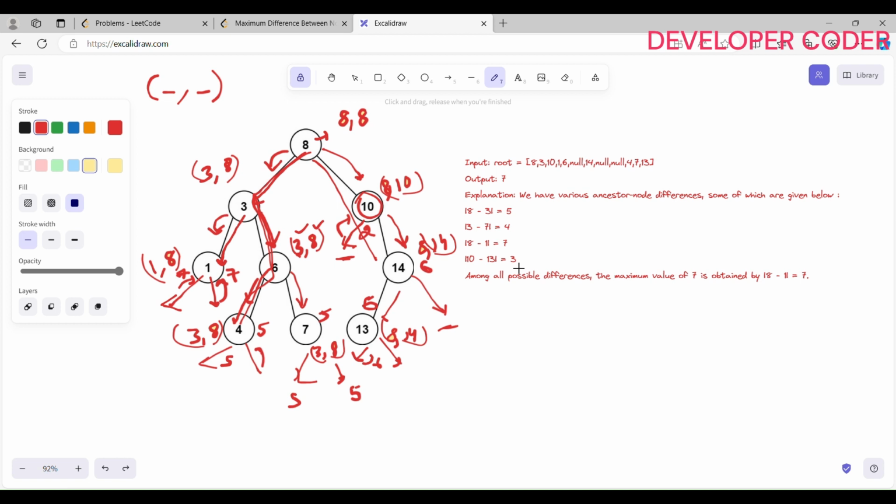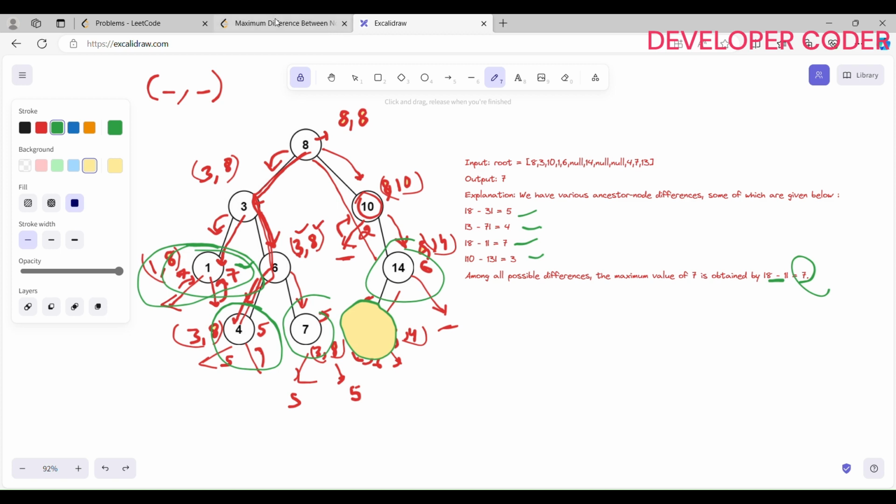So now at this node the total difference is 7. Let's do one thing here. First compare these two nodes. Total difference here is 5 only, and here it is giving 6 only, here it is also giving 6 only, but at this node it is giving the maximum result, 7. So we are going to get the result as 7. 8 minus 1 is equal to 7. So this is going to be our output.